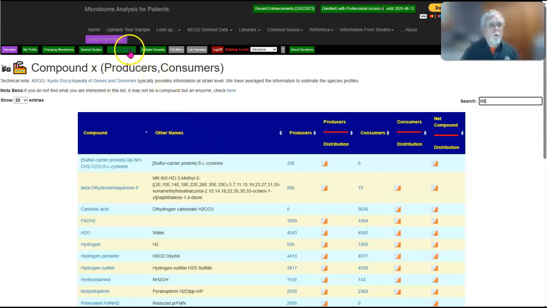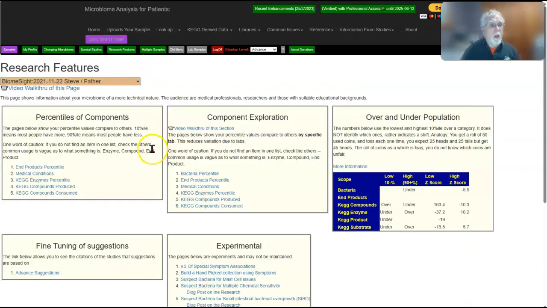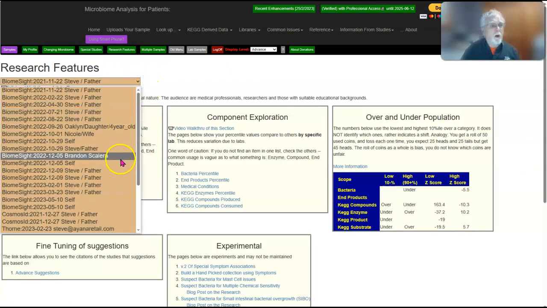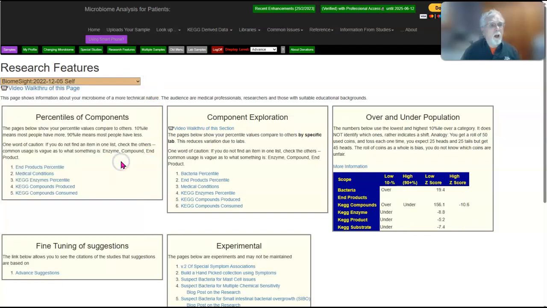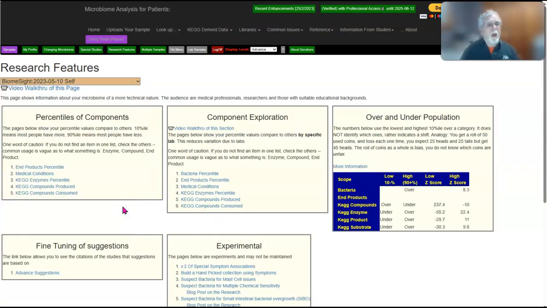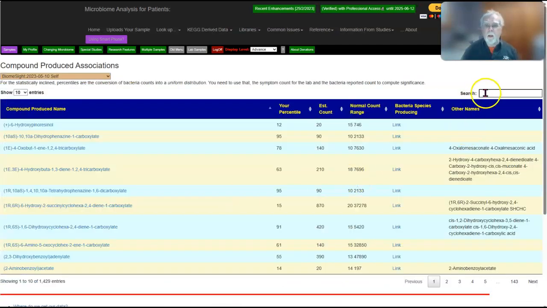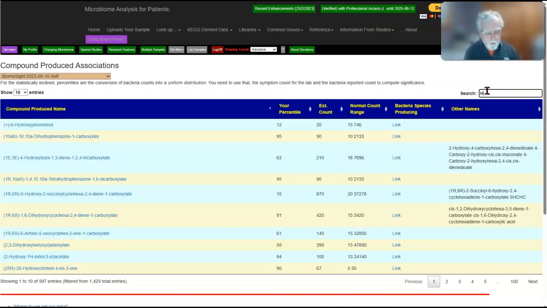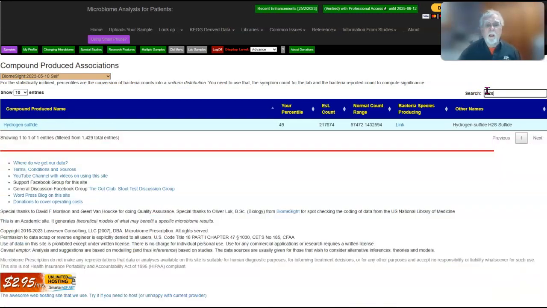However, if you go over to research features here, and give me one second, something went wrong there. Oops, wrong one. There, sorry, wrong one. There you'll find enzyme percentile, compound produced, compound consumed. We are looking at SIBO, so we're only looking at surplus production. So I simply can go down here and say compound produced. And now I can type in H2S. And there it is.